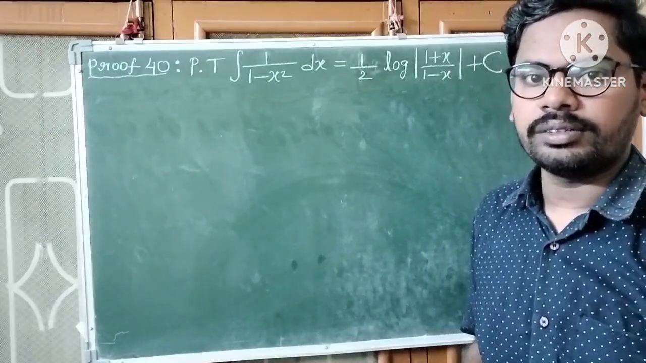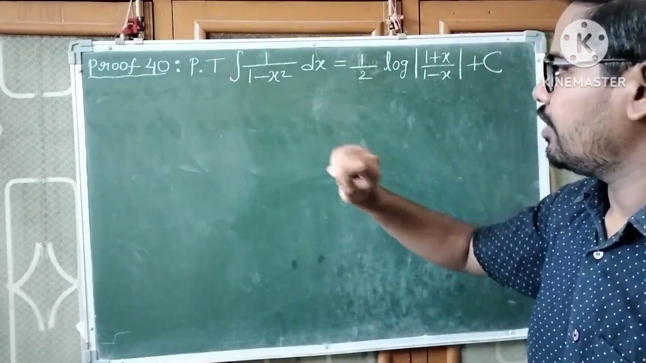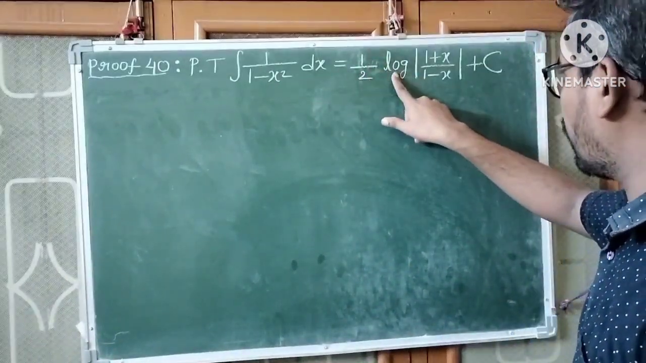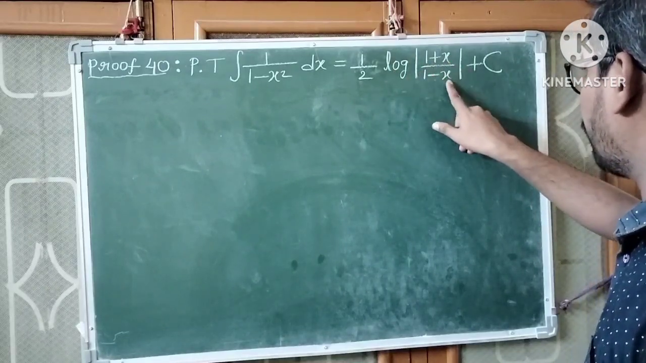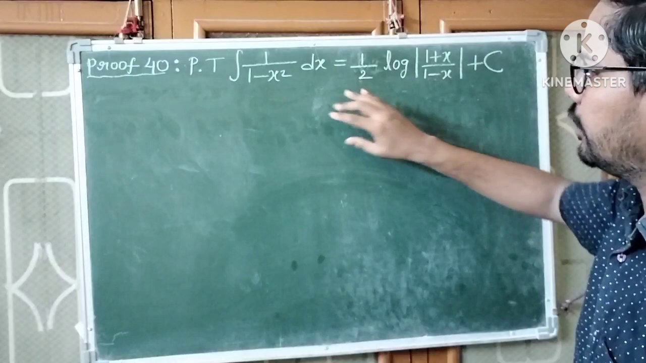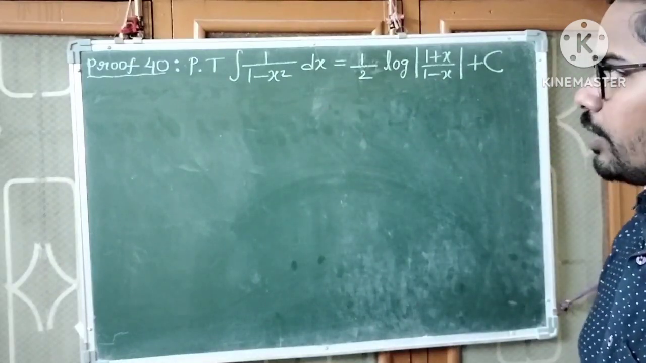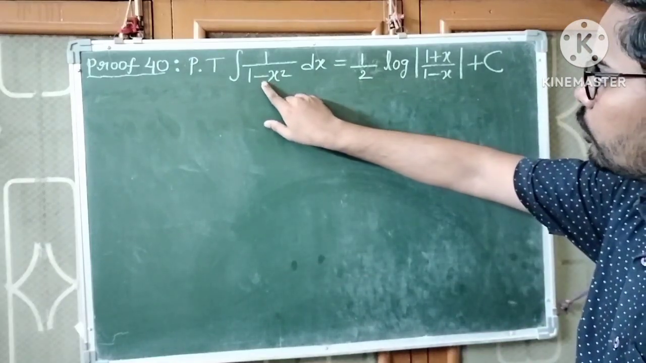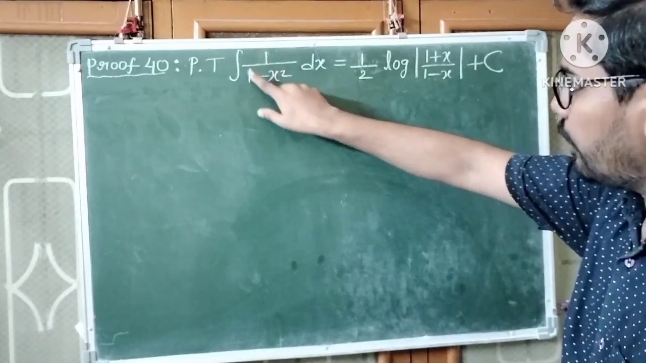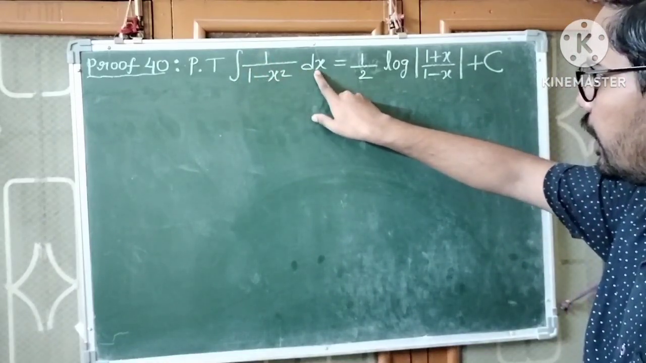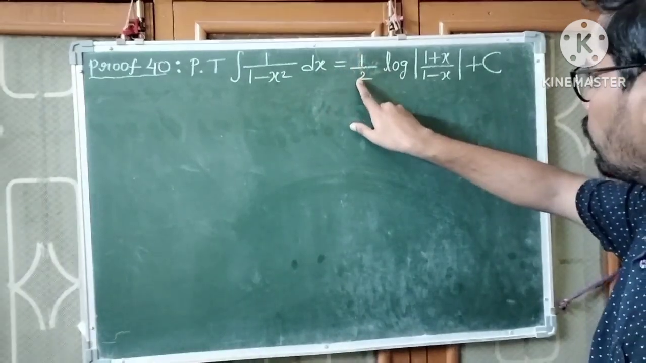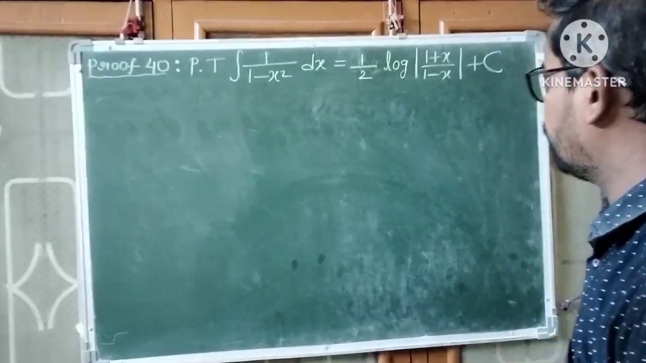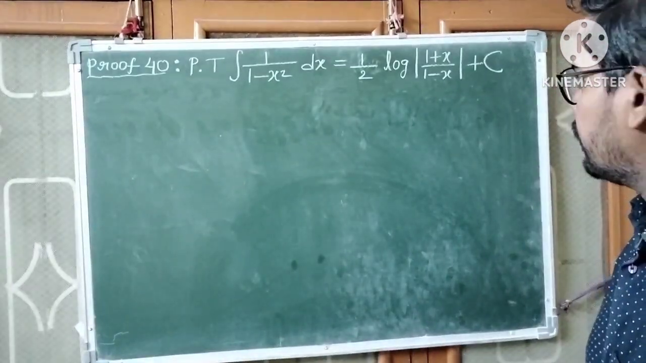Next, proof number 40. Prove that the integral of 1 by 1 minus x square dx is equal to 1 by 2 log modulus of 1 plus x by 1 minus x plus c. Here the concept is indefinite integration. So we have to prove that the integral of the function 1 by 1 minus x square with respect to x is equal to 1 by 2 log modulus of 1 plus x by 1 minus x plus c.